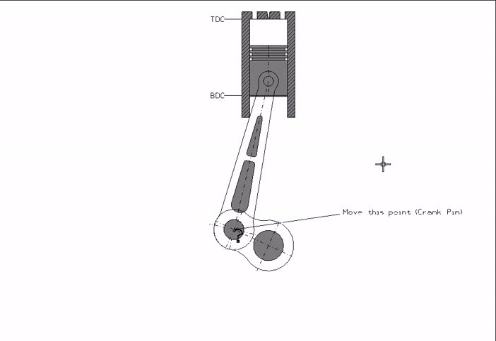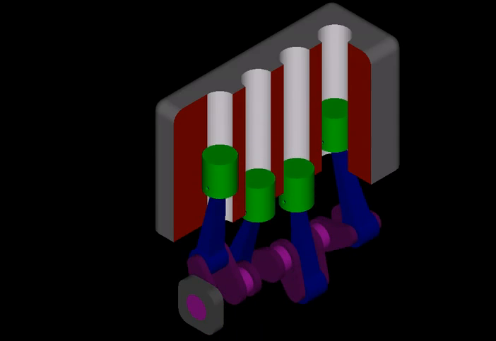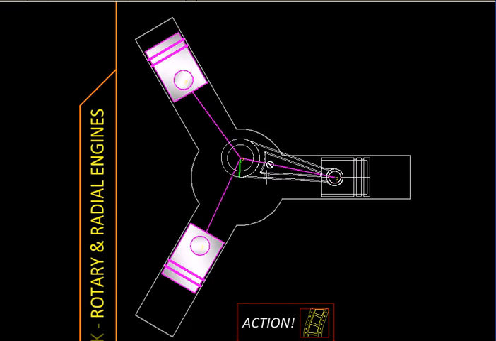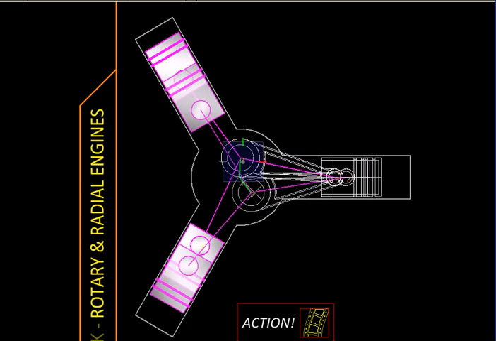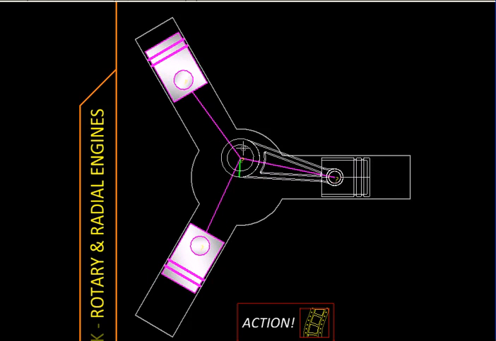Slider crank is used in internal combustion engines and also in reciprocating pumps and compressors. In that case, the slider is a piston that is reciprocating in a cylinder. Real-life engines often have several slider cranks arranged in line like this, forming an inline engine. They can also be arranged in a radial manner like this, so that all three or more of them can drive a single crank. This is called a radial engine.